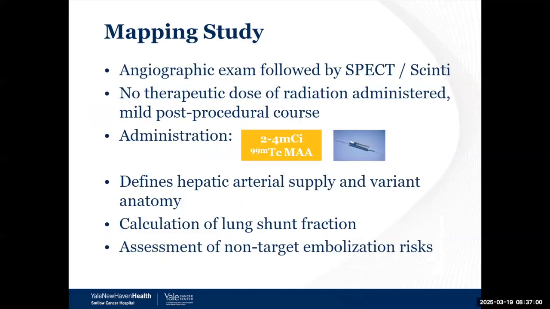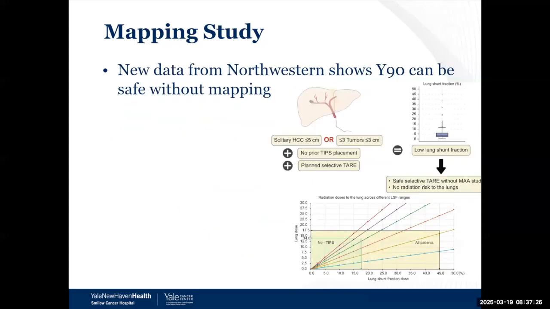The mapping study is an angiographic exam. You don't deliver a therapeutic dose. What you do is deliver 2 to 4 millicurie of technetium-99m labeled MAA. You have no post-embolization syndrome because you don't deliver anything therapeutic. You define the hepatic arterial supply, you calculate the lung shunt fraction, and then you assess where the embolic goes. And there is some really good new data from Northwestern, also repeated from Sinai, that demonstrates you don't actually have to do the shunt study if you are doing selective or super selective radioembolization.